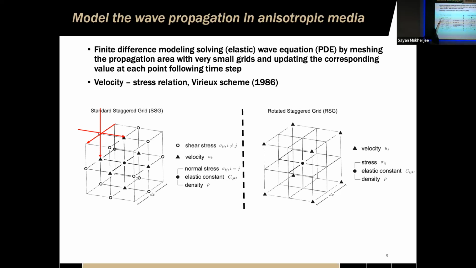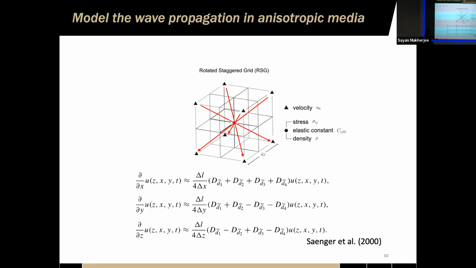So you see there's a half space interpolation between where we have our elastic constant and the point where the shear strain is located. That half space interpolation will cause some instability issues, and I will show it later on. Another way is to use this rotated staggered grid.